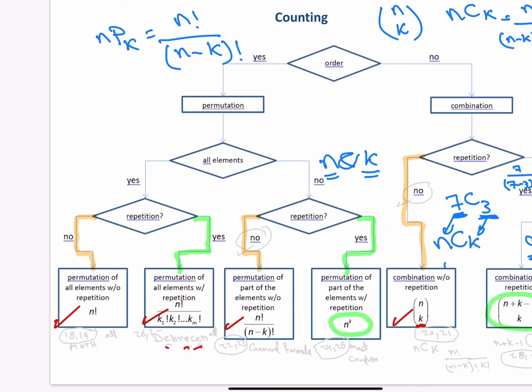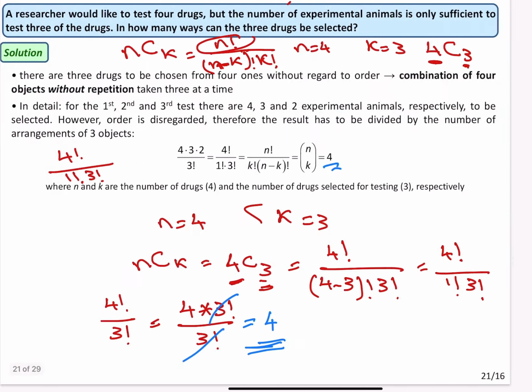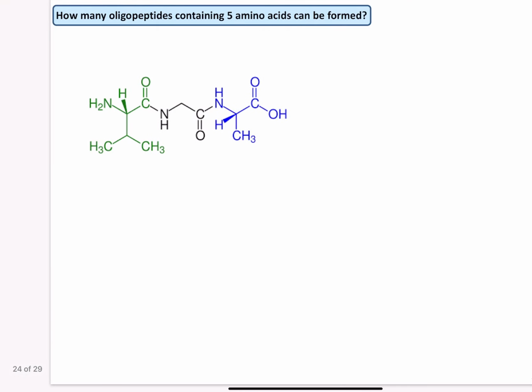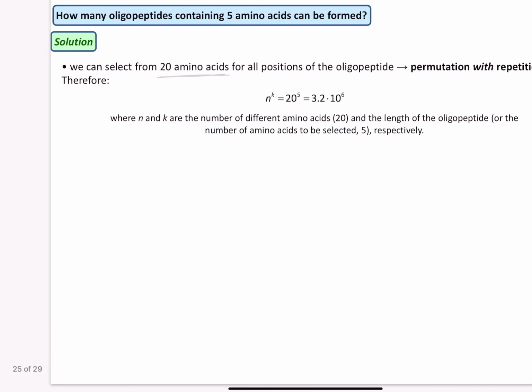Okay, so let us go through this example, page 24. How many oligopeptides containing 5 amino acids can be formed? So here he is asking us about how many oligopeptides containing 5 amino acids. So this is the K. This is the outcome, the product containing five.